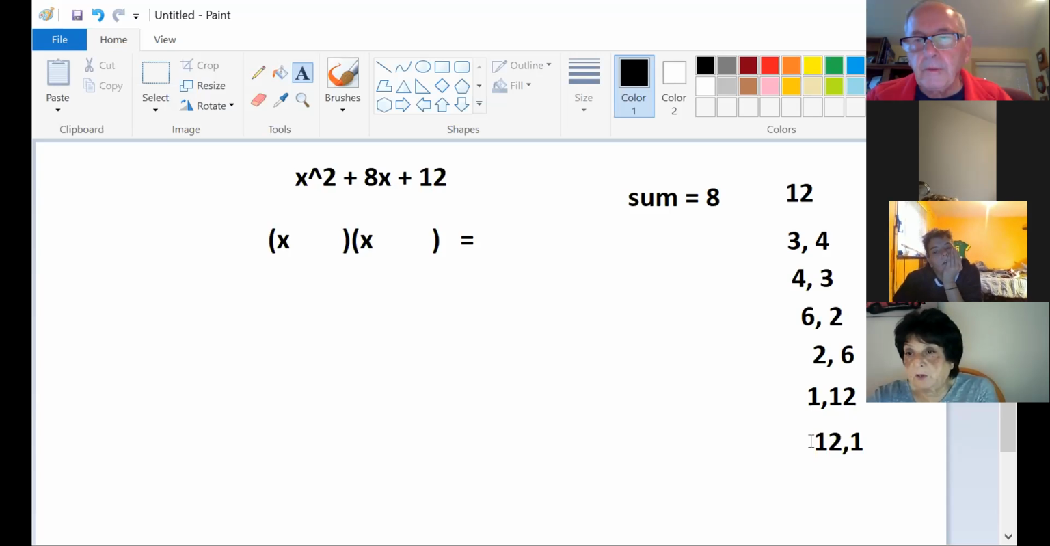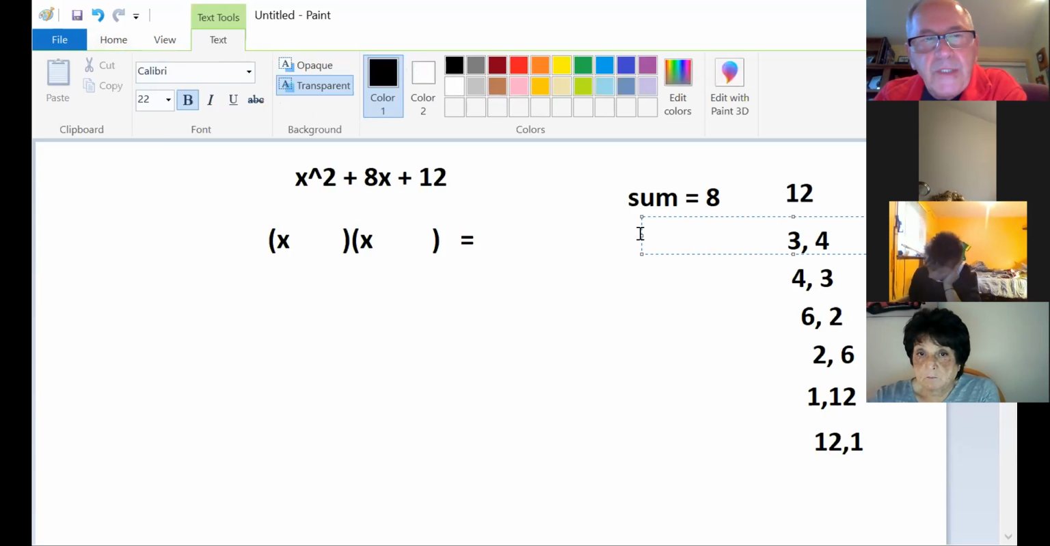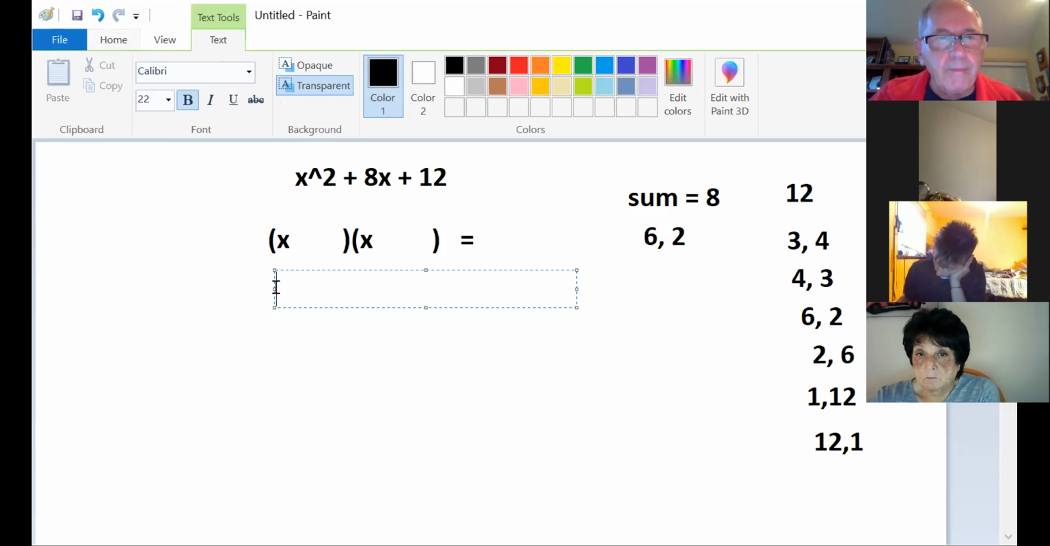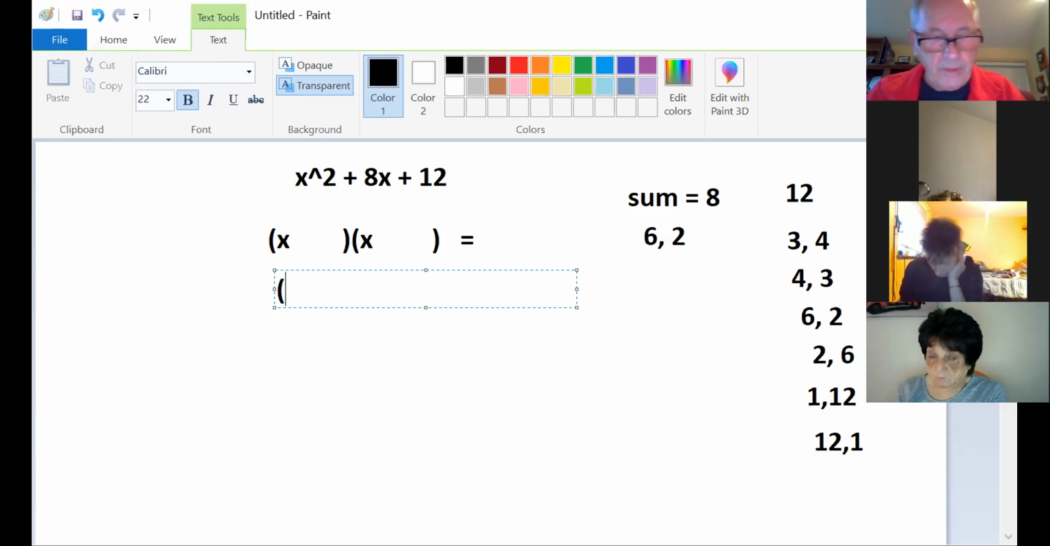So it would be 4. Wouldn't it be 4? Well, 4 and what? 2. No, well, you can't, because 4 and 2 don't make 12. These are all the combinations that make 12. 6 and 2. 6 and 2, bingo. So we know 6 and 2 is going to work, right? So now we go ahead and plug them in. They're positive in this case.